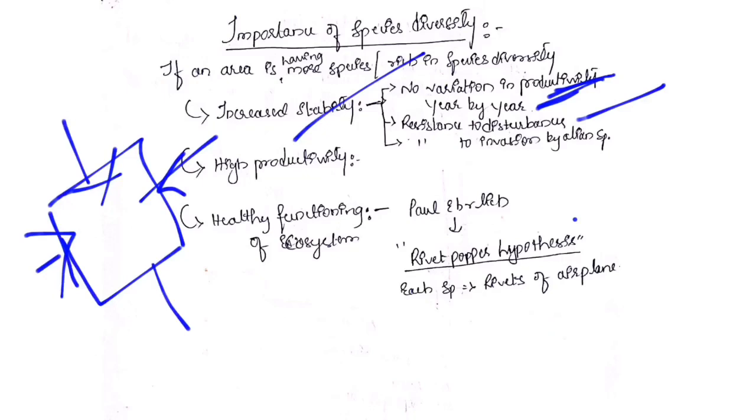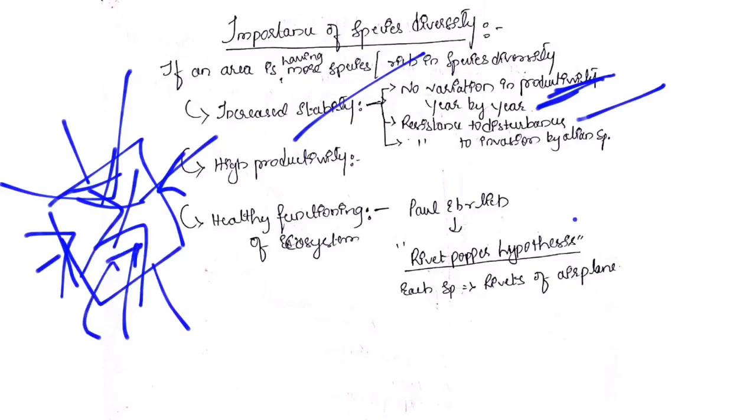If a habitat is recovering from these disturbances, or disturbances caused by man, that is by spraying any type of chemicals or by cutting down the plants or trees, and recovers all the lost things very fast, then the habitat is said to be highly stable. The first one is that there should not be variation in the productivity year by year. Then resistance to natural or man-made disturbances, and the resistance to invasion by alien species.